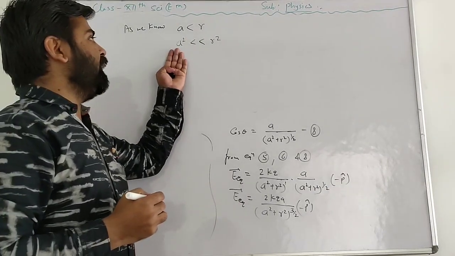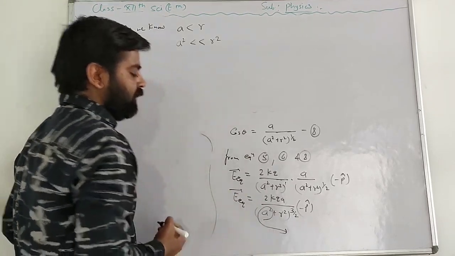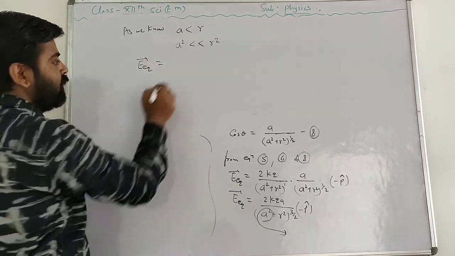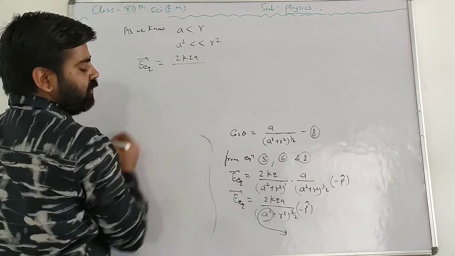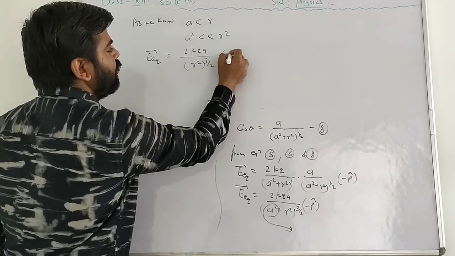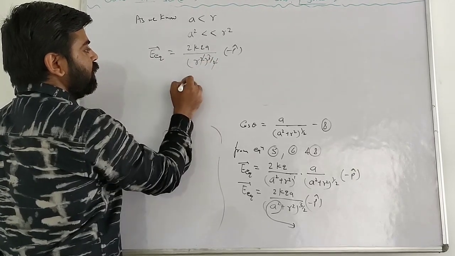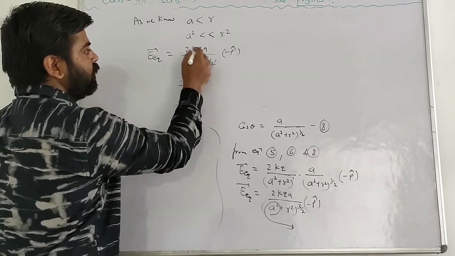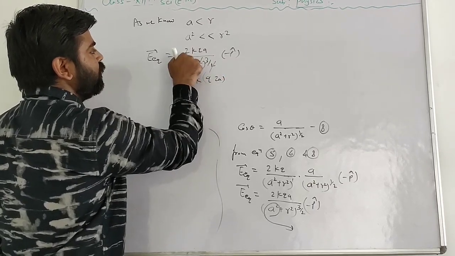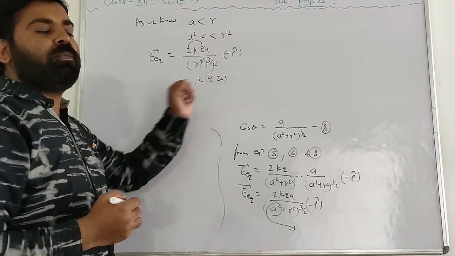So a square is negligible as compared to r square. So we remove this term in this equation and rewrite the equation. E equatorial is equal to 2kqa upon r square to power 3 by 2, minus p cap. The power will be cancelled out. So this one is rewritten as kq multiplied by 2a. 2 is multiplied to a, and we obtain another formula.